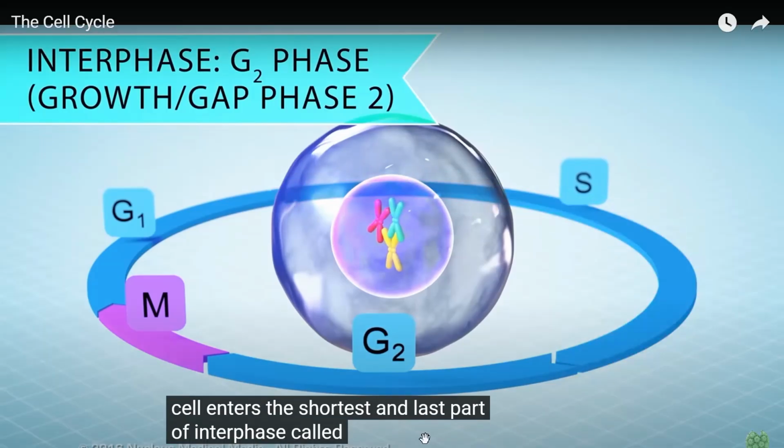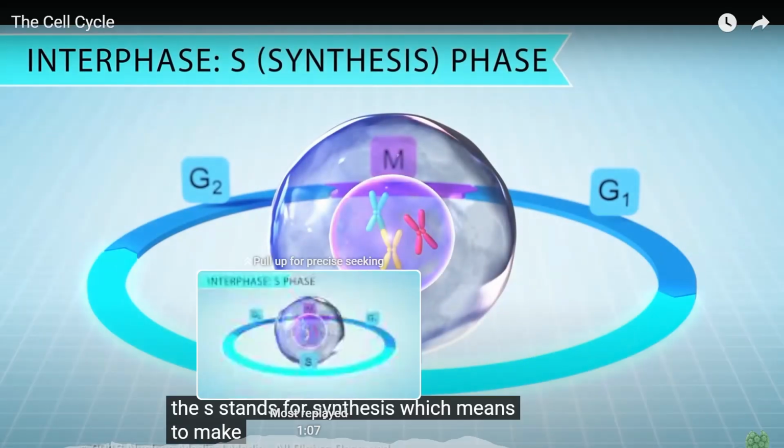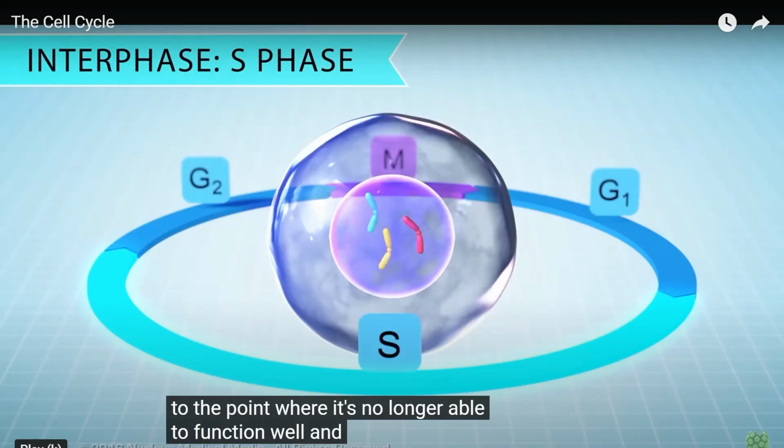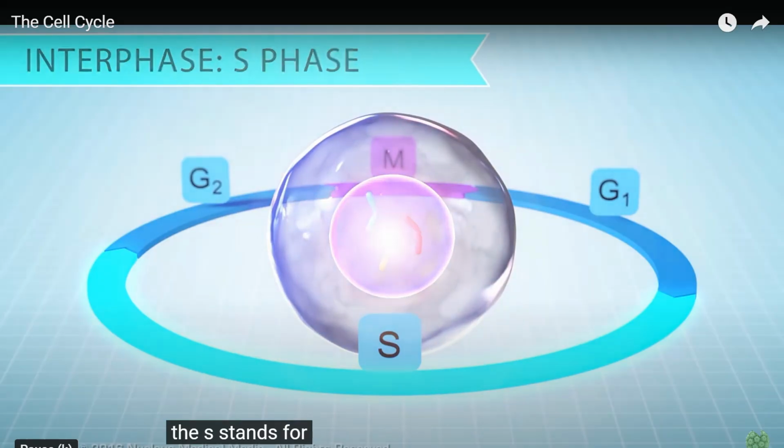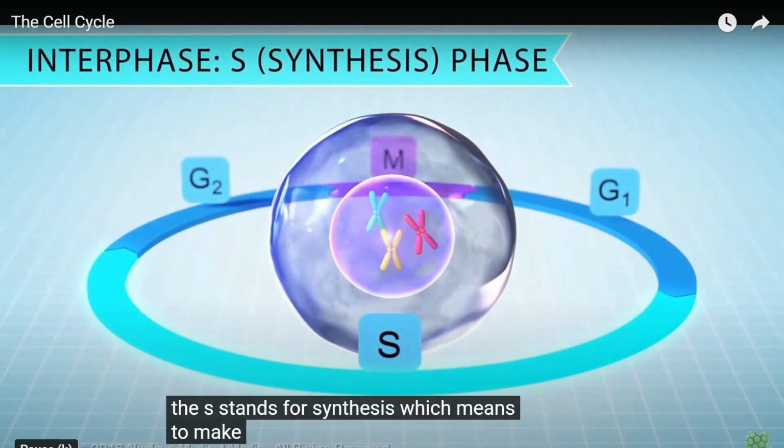So let's just go back. Do you see how here we have unreplicated chromosomes? And now we're entering the S phase. Watch what happens to those chromosomes during S phase. Woo! Magic. Now we have sister chromatids, exact copies of those chromosomes.